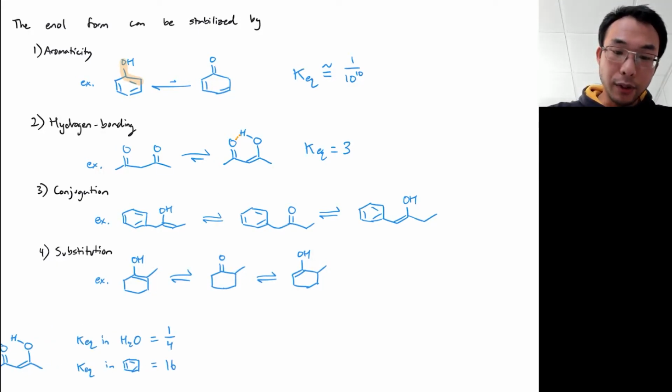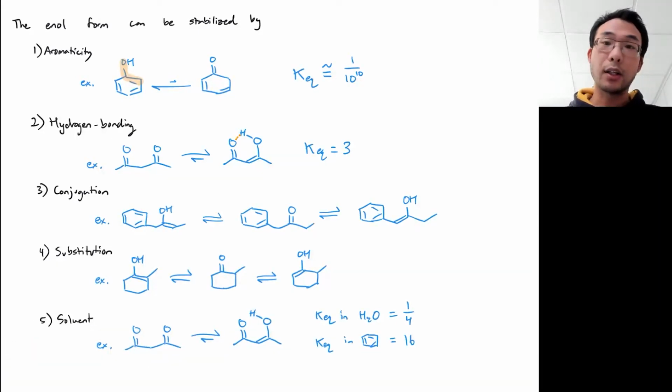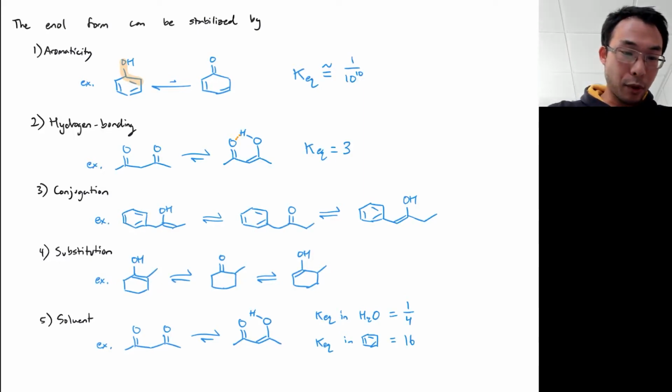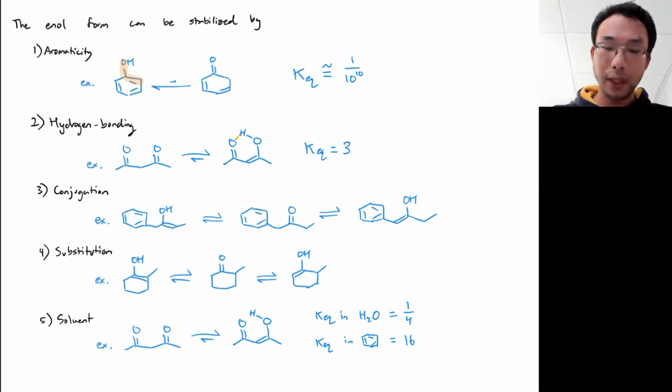Finally, the solvent that the molecule is dissolved in is also going to affect the extent to which the keto and enol form are favored or disfavored. So going back to this 1,3-dicarbonyl compound, what I'm showing here is, again, the keto enol tautomerization, but noticing that the equilibrium constant actually depends on the solvent that the molecule is dissolved in. So when the molecule is dissolved in water, this equilibrium actually favors the left side, whereas when the molecule is dissolved in benzene as a solvent, the equilibrium favors the right side.